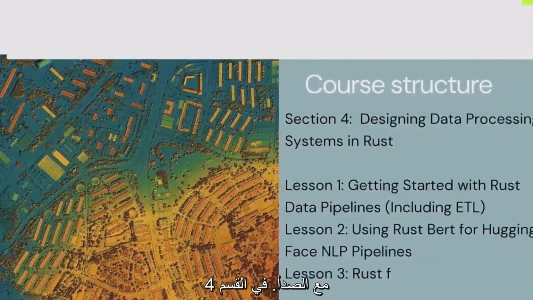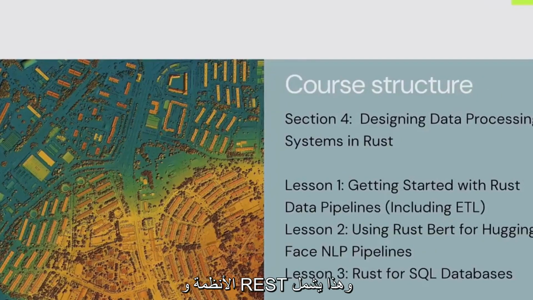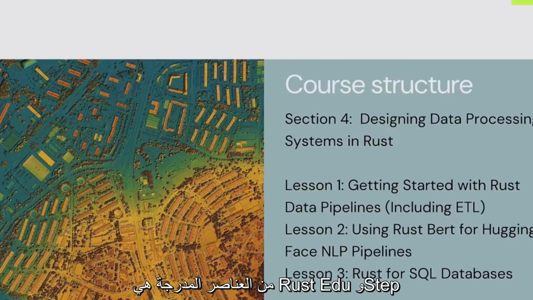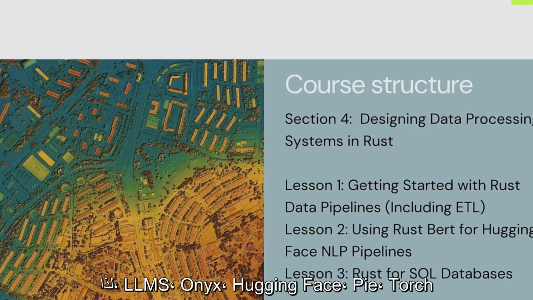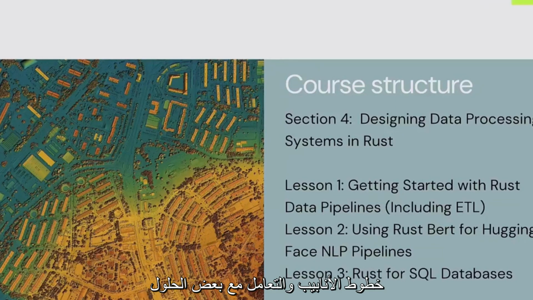In section 4, we get into designing data processing systems in Rust, and this includes really data pipelines itself. And some of the items included are Rust AWS Step Functions, Rust AWS Lambda, talking about distroless, an emergent standard for containers. And then in lesson 2, we get into really NLP pipelines in a nutshell. So LLMs, ONNX, Hugging Face, PyTorch pipelines, and deal with some solutions around those technologies.